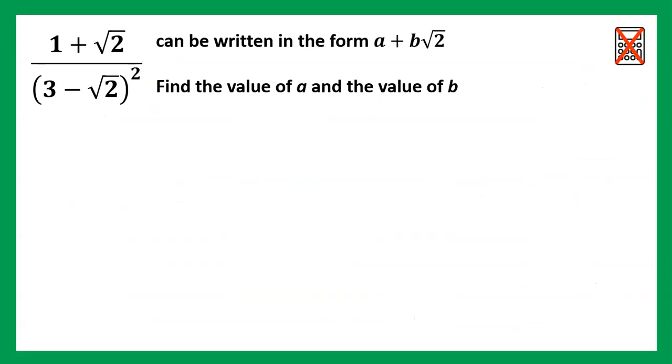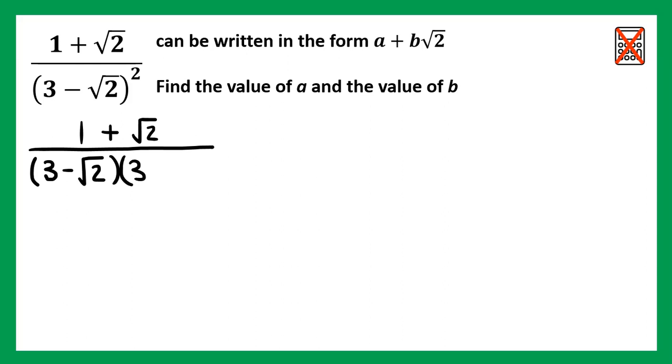On to the advanced question, one of the hardest questions that you're likely to find on this topic. We'll need to rationalise the denominator, but notice how the denominator is written as a squared bracket. This would be the same as 1 plus root 2 over 3 minus root 2 bracket 3 minus root 2. So now we have double brackets which need to be expanded and multiplied out.